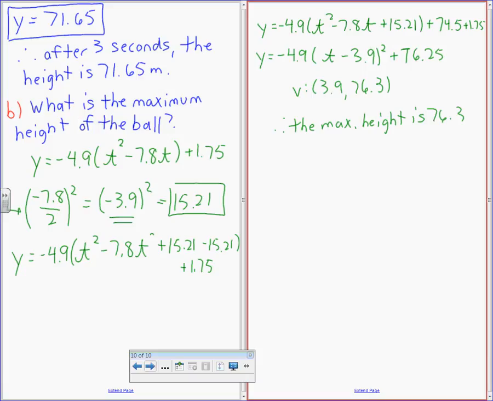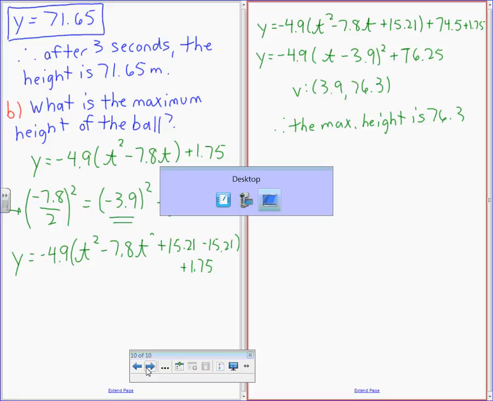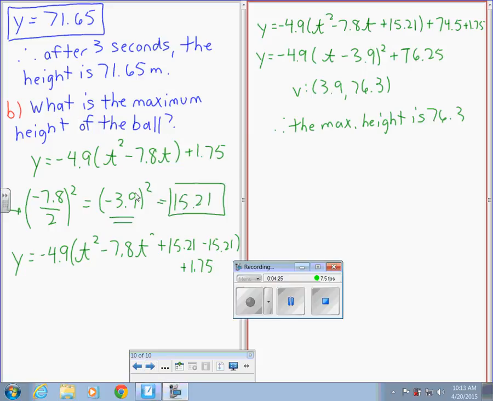So when I ask you this question, you will be asked something like this eventually, please do not tell me the maximum height is 3.9, 76.3, because you'll be marked incorrect, okay? Because that's a point on a graph, not a maximum height. Okay? I'm going to pause in the video and I'm going to help here, and then we'll finish up the example. I didn't mean to yell at you guys, by the way.